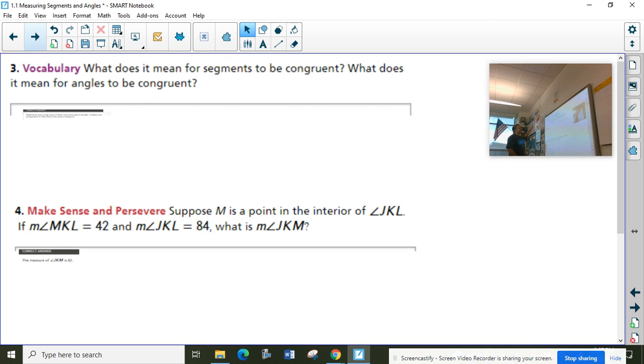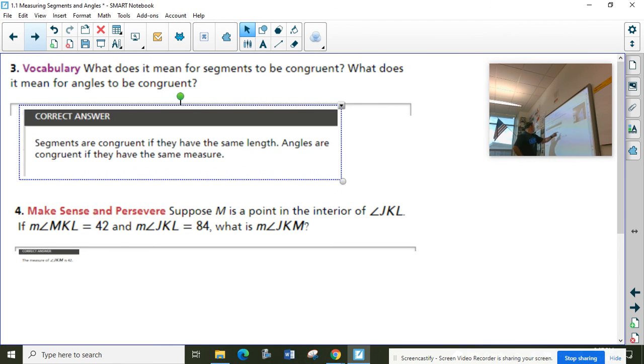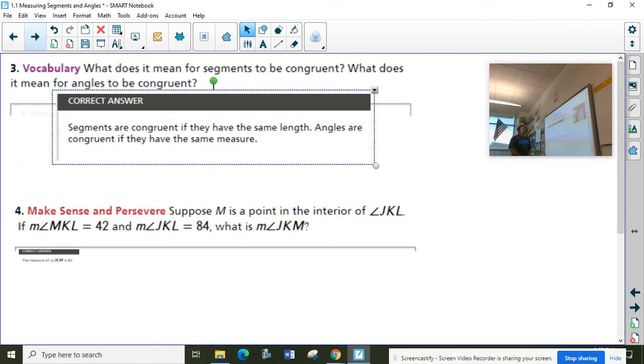Vocabulary. What does it mean for segments to be congruent? What does it mean for angles to be congruent? You should already pause this and try answering these. Segments are congruent if they have the same length. Angles are congruent if they have the same measurement.